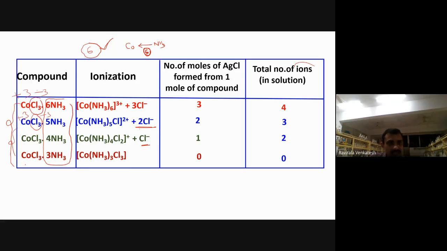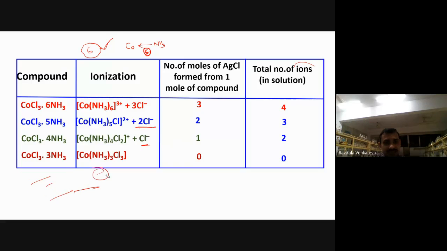In all the cases, the cobalt is +3 and the 3 chlorines are having -1. Charge will be what here? +3. Oxidation state is what? +3. Primary valency in all these cases, how much is it? In all these cases, the primary valency will be 3 only.